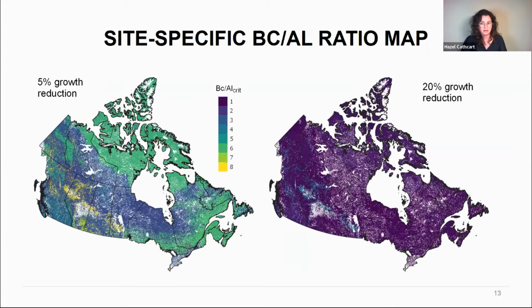So when it's applied across the map using the NFI data for forest soils and land cover data to assign the land cover specific values, you can see there's a big difference in these maps. The 5% growth reduction on the left is much higher than the 20% on the right, which is very close to 1.